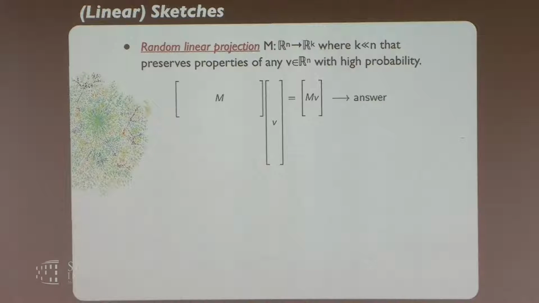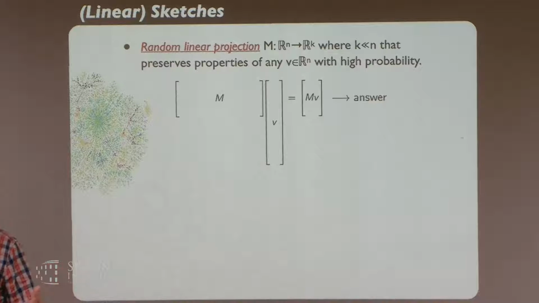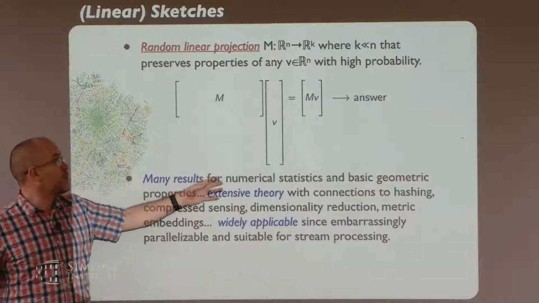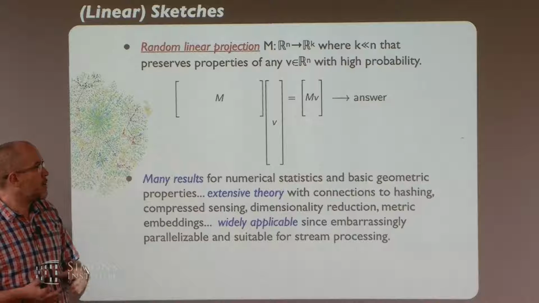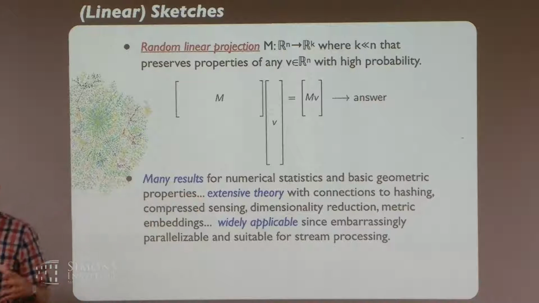Sometimes every entry is like a +1 or -1 with equal probability, and there's no structure. Sometimes M is a very complicated, random, structured matrix, depending on the application. Okay, so sketches have been around for a while. A lot of the initial results were relevant to numerical statistics. Things like Johnson-Lindenstrauss are examples, where you're estimating the distance between vectors based on their projections. More generally, there's an extensive theory of these things connected to things like hashing, compressed sensing, metric embedding.